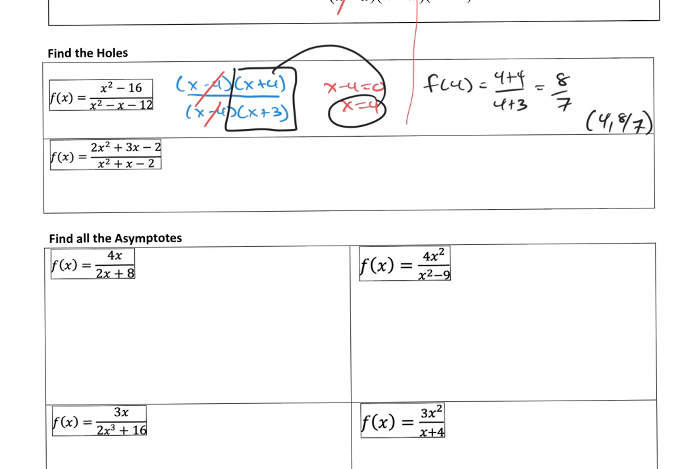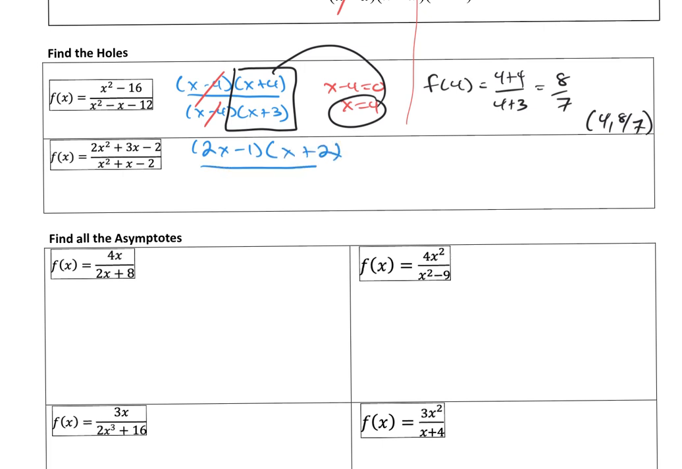All right, moving on to another example. We have 2x squared plus 3x minus 2 over x squared plus x minus 2. Again, we're going to go ahead and try to factor this. You guys can use the butterfly method, the x method, possibly factoring by grouping. Either way, we're going to get the following factored form. You have 2x minus 1, and then we have x plus 2.